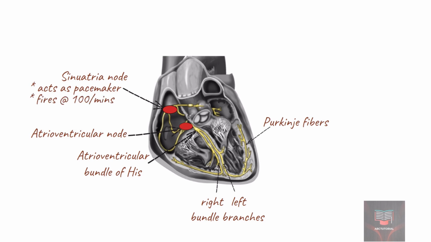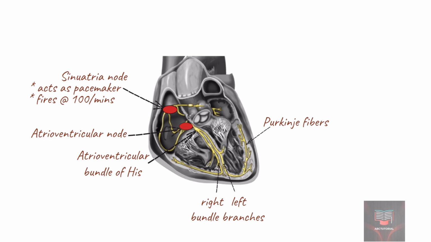By conducting along the atrial muscle fibers, the action potentials generated by the SA node reach the atrioventricular node or AV node, which is located around the opening of the coronary sinus. At the AV node, the action potential slows down considerably, providing time for the atrial contraction to empty their blood into the ventricles.